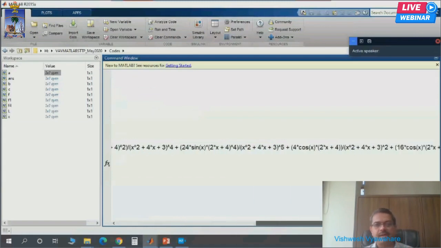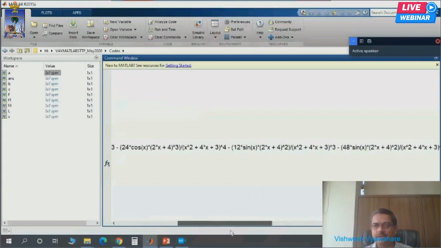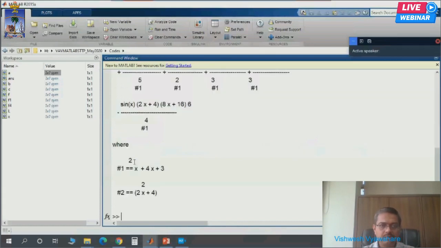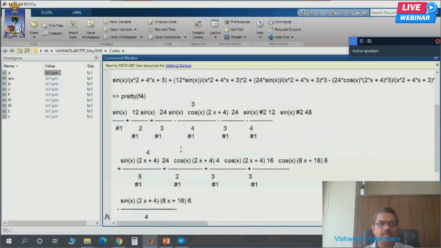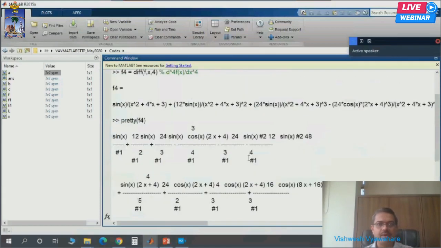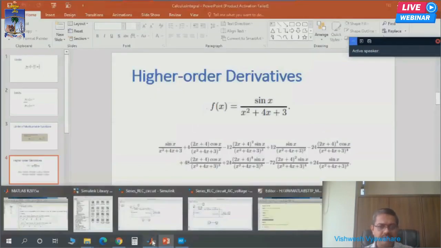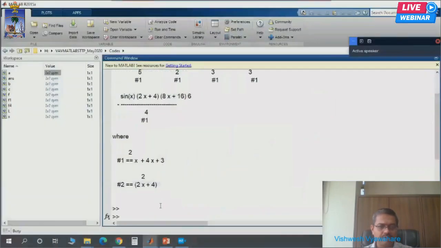Within a fraction of a second, MATLAB has calculated the answer for me. This is that big answer. I want to see it look good. The command is pretty f4. So you have got this. Looks very nice. It may not look exactly like this, but this is the same answer, and it has given us.